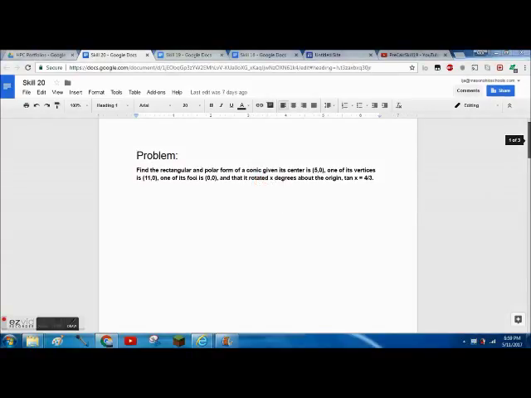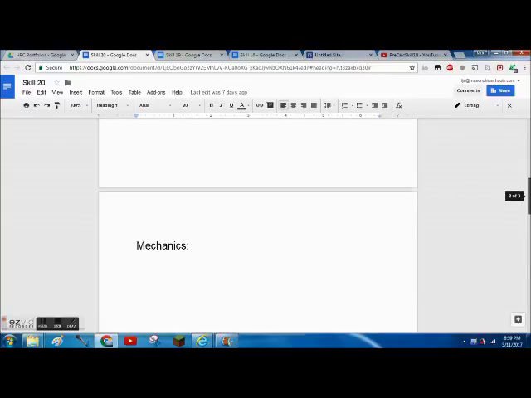Find the rectangular and polar form of a conic given that its center is (5, 0), one of its vertices is (11, 0), one of its foci is (0, 0), and that it is rotated x degrees about the origin, and that tangent of x is 4/3.